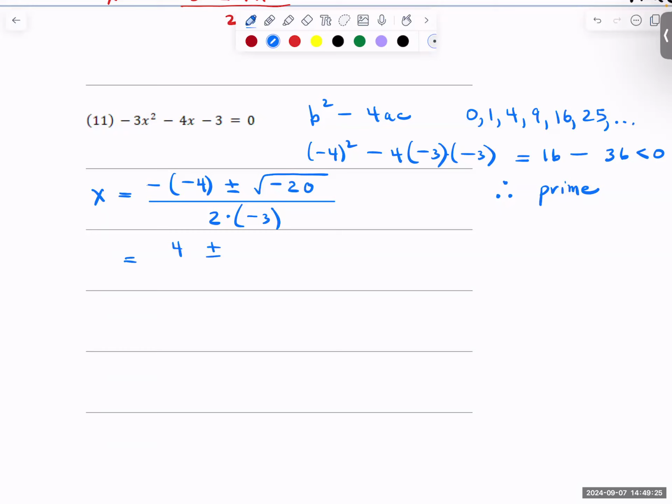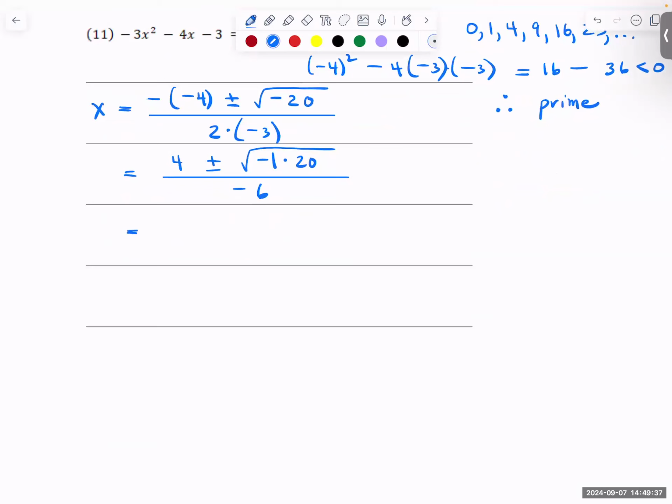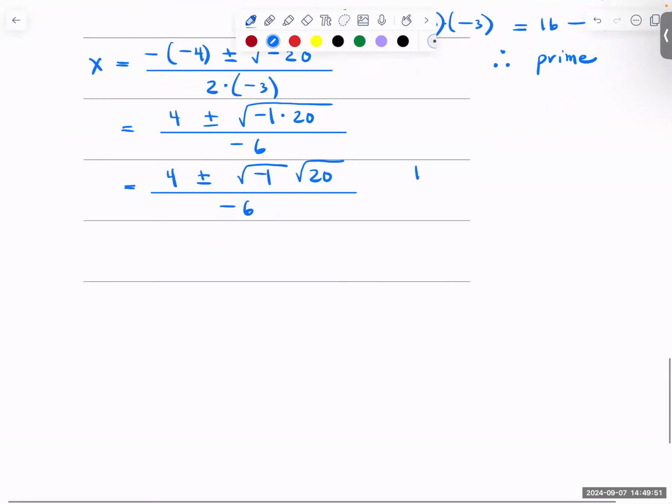Now we're going to change negative 20 into negative 1 times positive 20, divided by negative 6. This is 4 plus or minus square root of negative 1 times square root of 20, divided by negative 6. The definition of the square root of negative 1 equals i, the imaginary unit. It's called the imaginary unit.